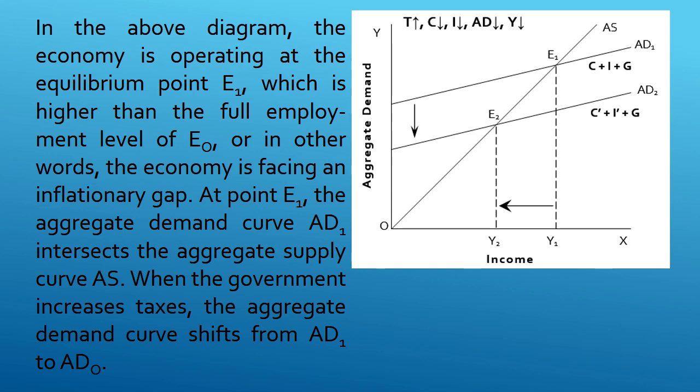In the above diagram, the economy is operating at the equilibrium point E1, which is higher than the full employment level of E0, or in other words, the economy is facing an inflationary gap. At point E1, the aggregate demand curve AD1 intersects the aggregate supply curve AS. When the government increases taxes, the aggregate demand curve shifts from AD1 to AD0.